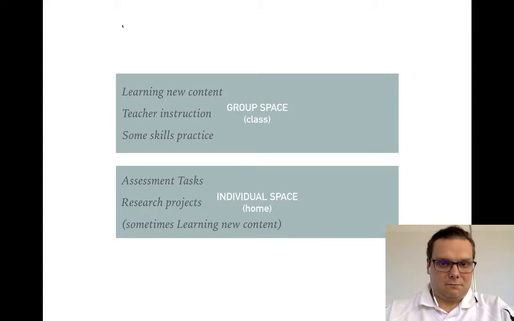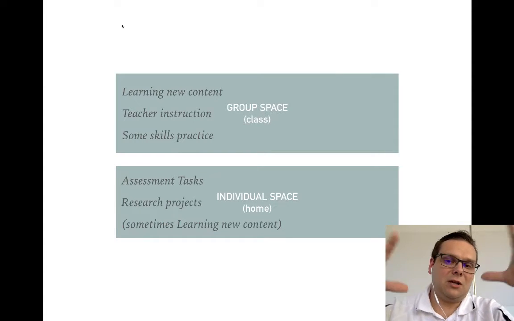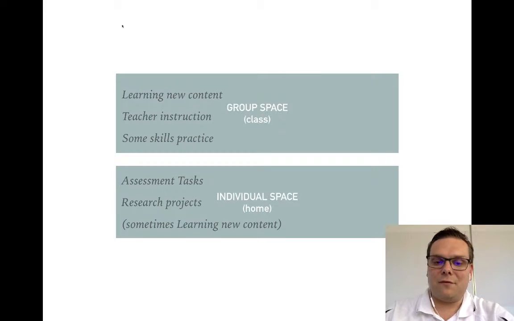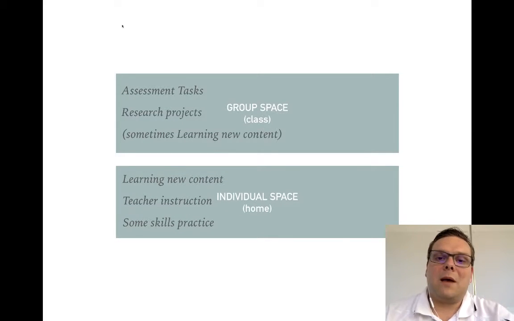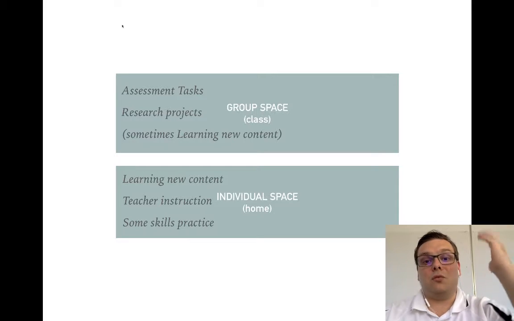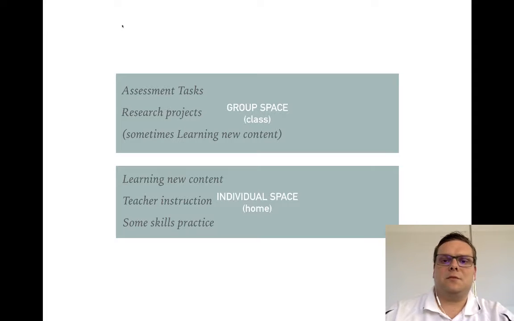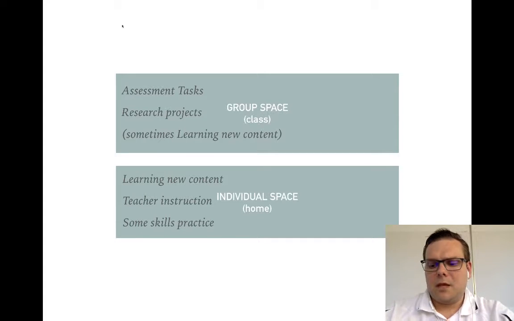And here's another bit of a diagram. Traditionally in class, it's about learning new content, teacher instruction, and maybe some skills practice. Whereas in the individual space at home, it's about assessment tasks, research projects, and sometimes learning new content. But in the flipped classroom, you take what normally happens in the individual space at home and put it in the group space in class. And what happens in the class space takes place at home. The flipped classroom model is really great for making sure that each student has success.